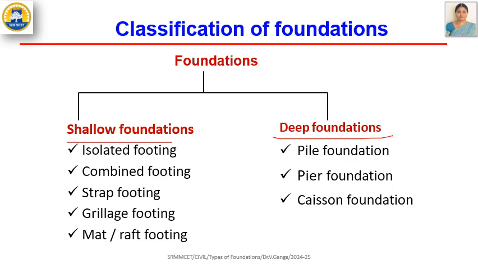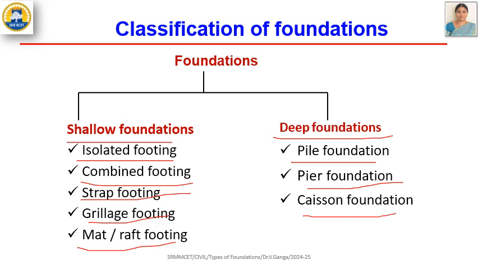Further, the shallow foundations are classified into isolated footing, combined footing, strap footing, grillage footing, mat and raft footing. And coming to the deep foundations, they are further classified into pile foundation, pier foundation, and caisson foundation.